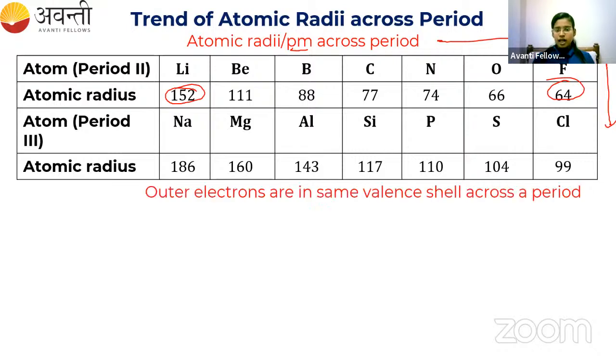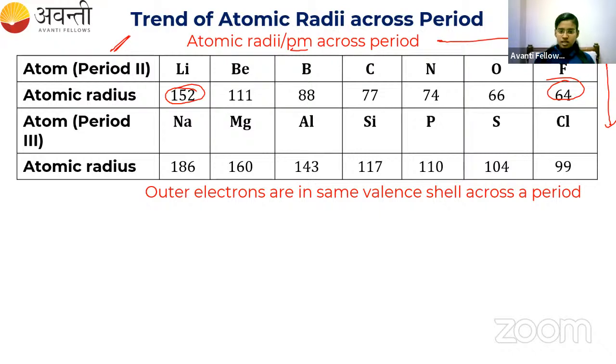Because the outer electrons are added in the same shell. If I take period number 2, all the elements in period 2 will have only the second shell as the outer shell. Because in period 2, the outermost shell will be 2. In period 3, the outermost shell will be 3. So if the period number is 2, the outermost shell will be 2.